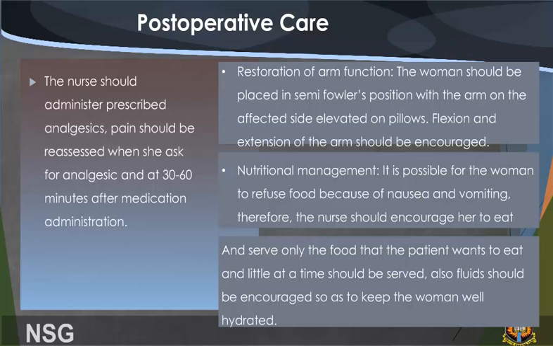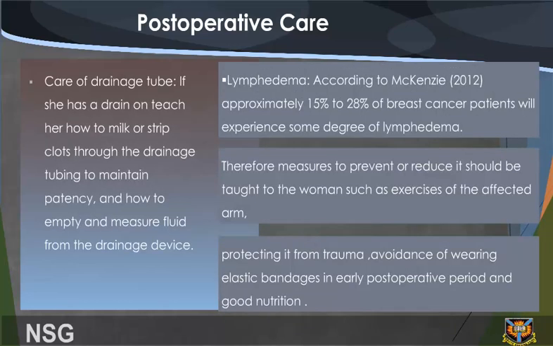Nutritional management. It is possible for the woman to refuse food because of nausea and vomiting. Therefore, the nurse should encourage her to eat and serve only the food that the patient wants to eat, and little at a time should be served. Also, fluids should be encouraged so as to keep the woman well hydrated. Care of drainage tube. If she has a drain on, teach her how to milk or strip clots through the drainage tubing to maintain patency, and how to empty and measure fluid from the drainage device.